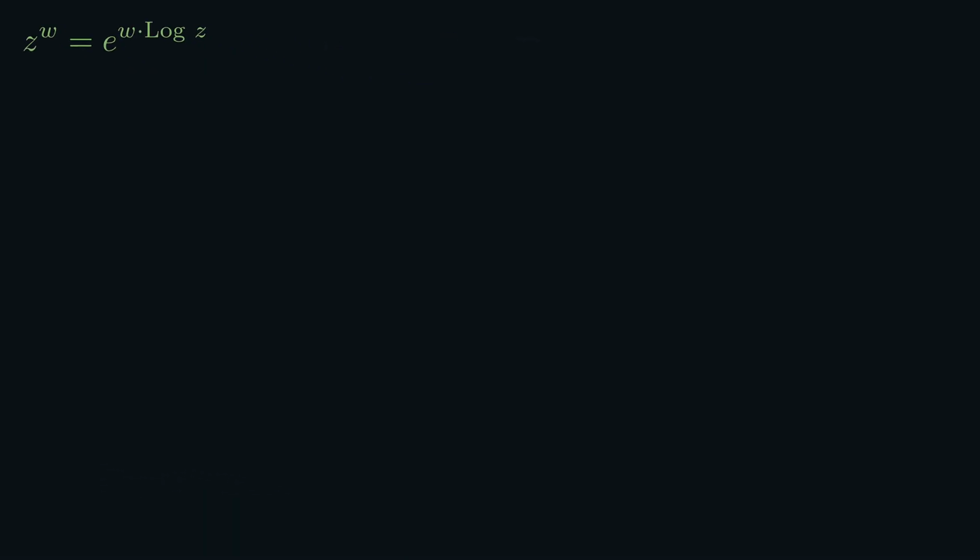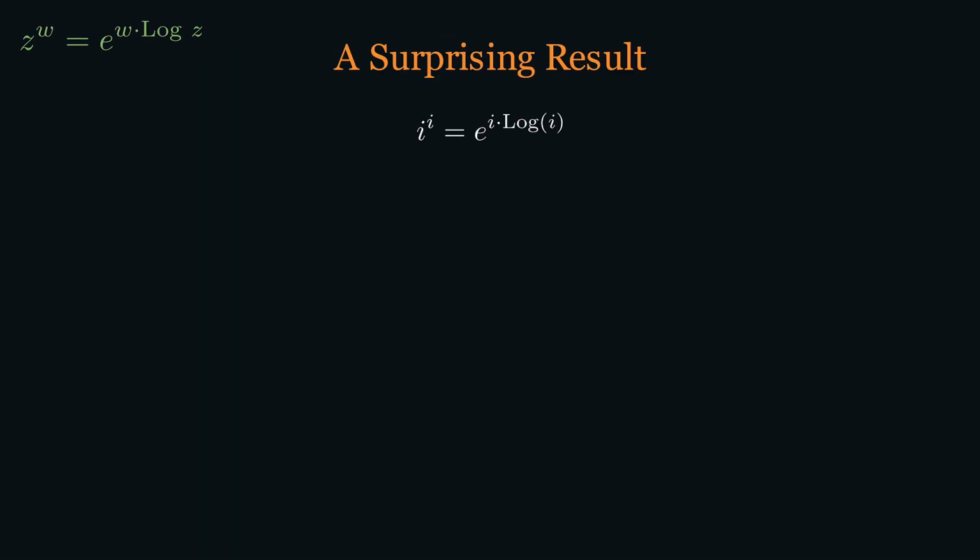If z is non-zero and w is any complex number, we define z to the w equals e to the w times log z. This generalizes powers to complex exponents. Let me show you something that surprised me when I first saw it. Let's compute i to the i.